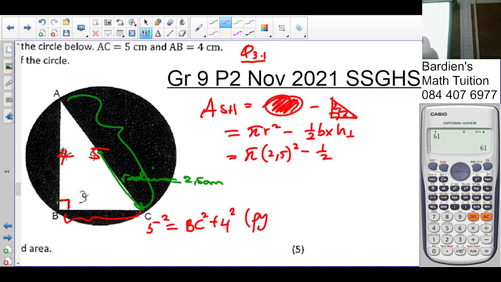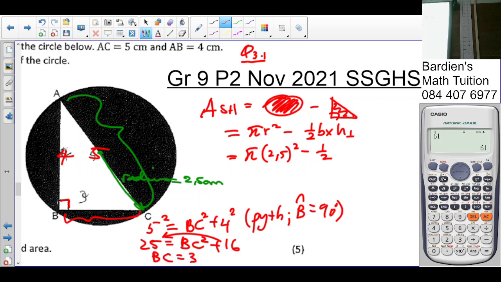Reason? Pythagoras with angle B equals 90 degrees. Okay, so 5 squared is 25, equal to BC squared plus 16. To get over the equal sign, 25 minus 16 is 9. The square root of 9 is 3. So the person who did the sum got it right. So it's half base, this is BC, which is 3, times the perpendicular height, which is 4.